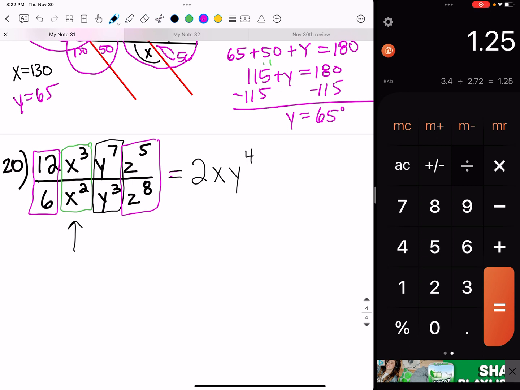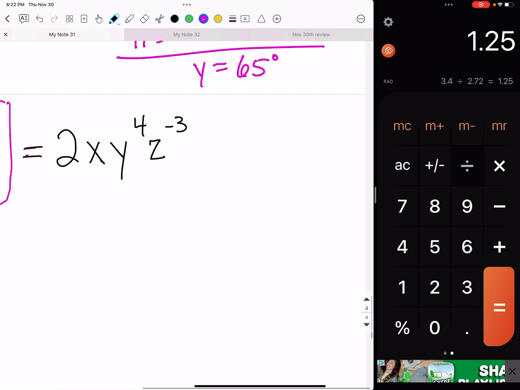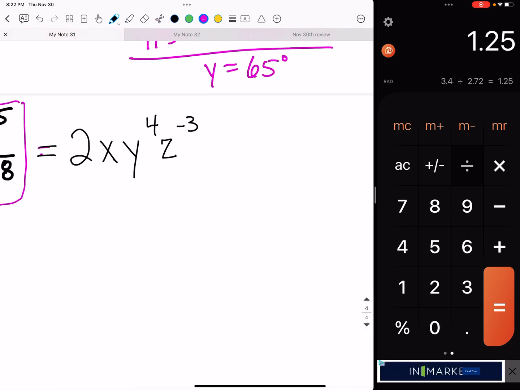If we do, for the z's, 5 minus 8, we get z to the negative 3rd power, which is correct. But you're not supposed to write negative powers in answers. So remember, negative powers just mean upside down positive powers. So anything that has a negative, 2x, y to the 4th, you throw the negative guys on the bottom, z, but you make them positive, z to the 3rd. So instead of multiplying by z to the 3rd, you divide by z to the 3rd.